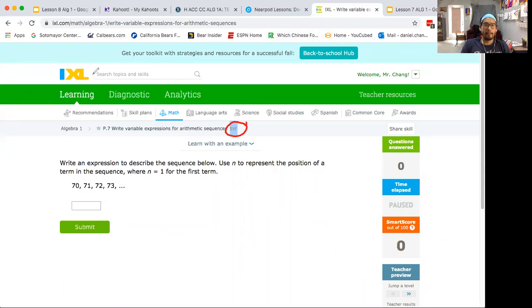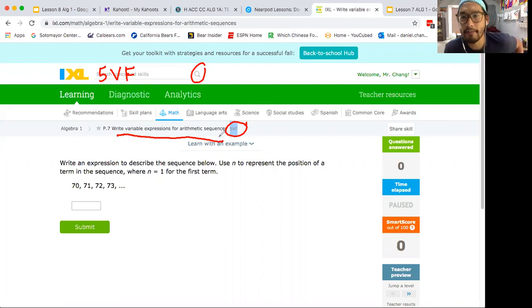So remember, when you get into IXL, you just type 5V as in Victor, F as in Frank, and you put that in this little search bar, click enter, and it'll take you over here so you can practice writing variable expressions for arithmetic sequences. So this is how you do it. This is the way I do it.